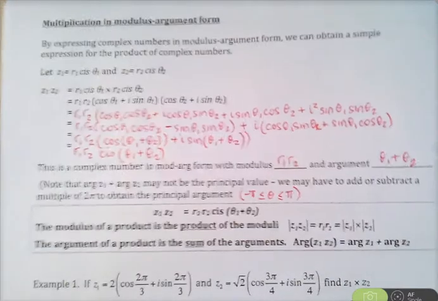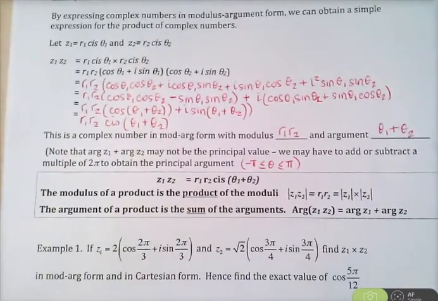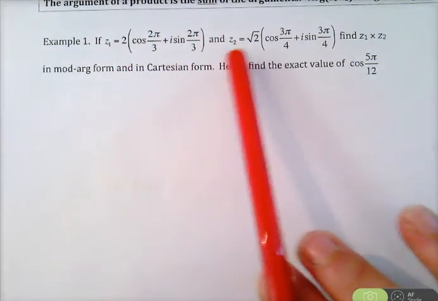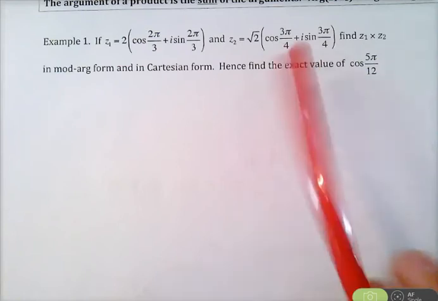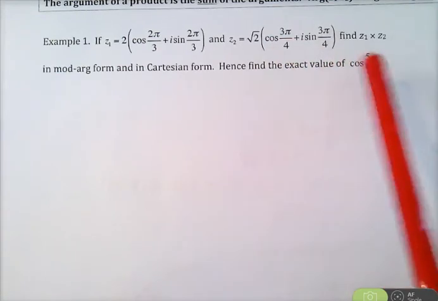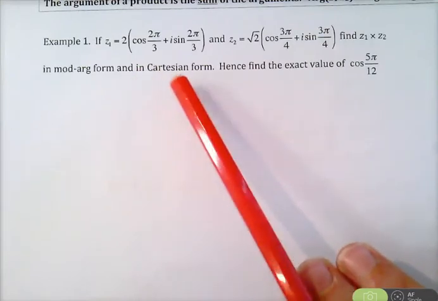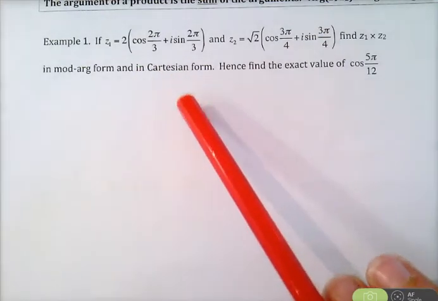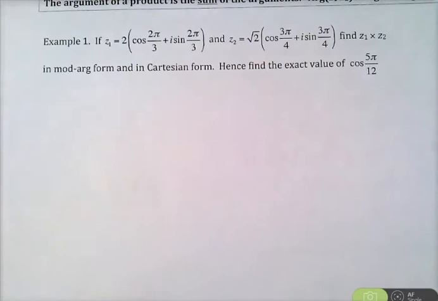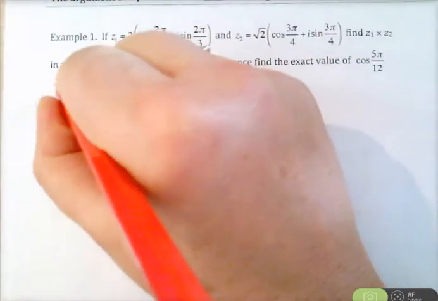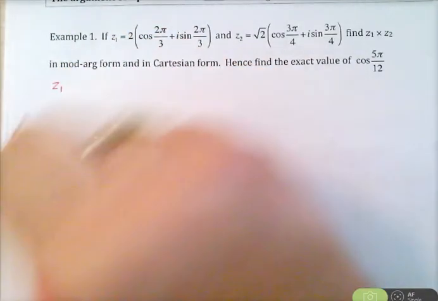Now to look at an example. If Z1 equals 2 cis 2 pi on 3 and Z2 is root 2 cis 3 pi on 4, find Z1 times Z2 in mod arg form and also in Cartesian form, and then hence find the exact value of cos 5 pi on 12. Okay, we're going to start by expressing Z1 Z2 in mod arg form first.